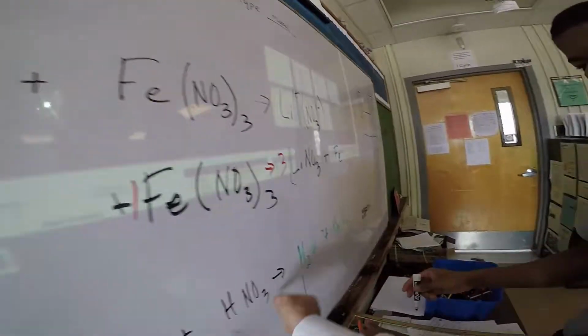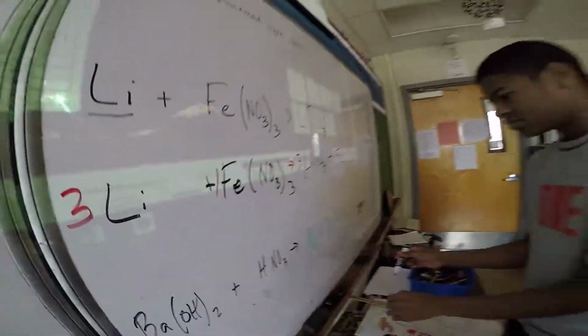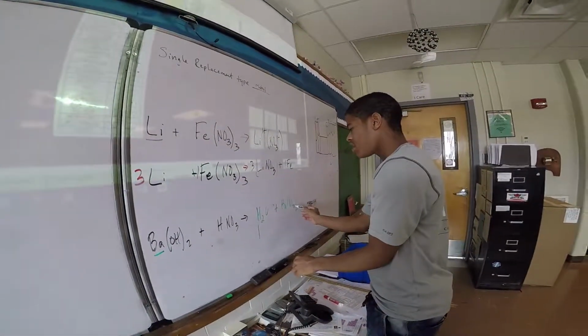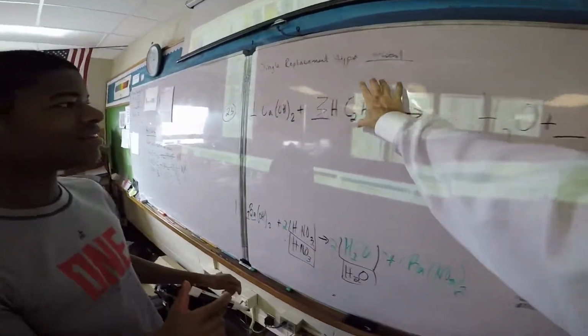Nitrate's the one I'd work with first because you got 2 there and 1 there. Okay, so this right here. That's 2 of these. You're going to probably want a 2 there.